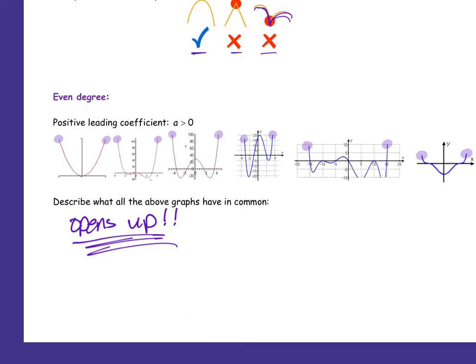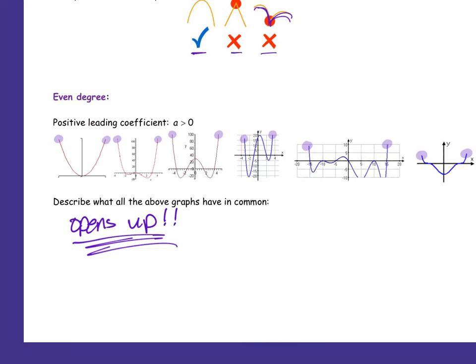As x goes to negative infinity, y goes to positive infinity. Remember writing that last year? As x goes to negative infinity, y goes to positive infinity. That's describing the end behavior. We're going to get to describing it later, but right now, just a simple description. What's happening if A is greater than 0 or positive and I have an even degree? It opens up.